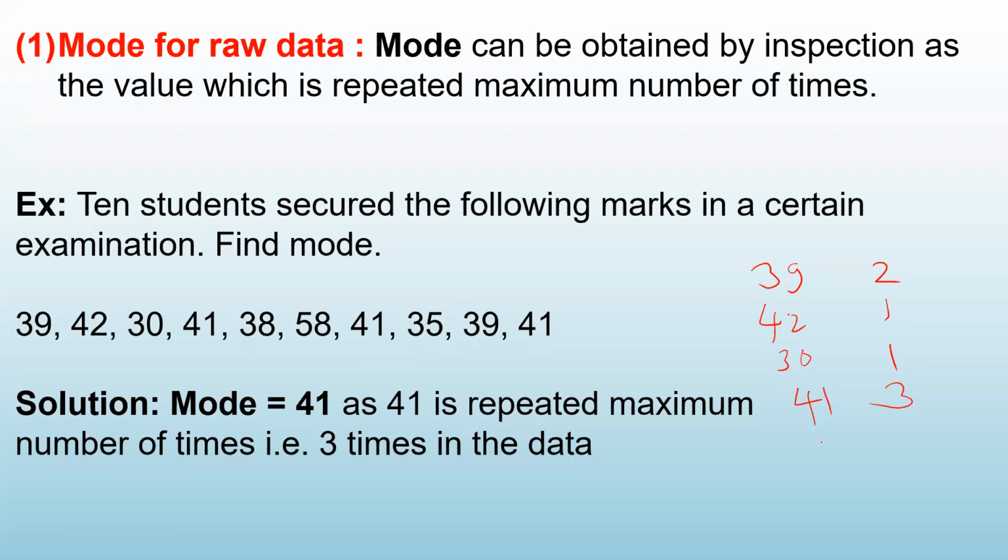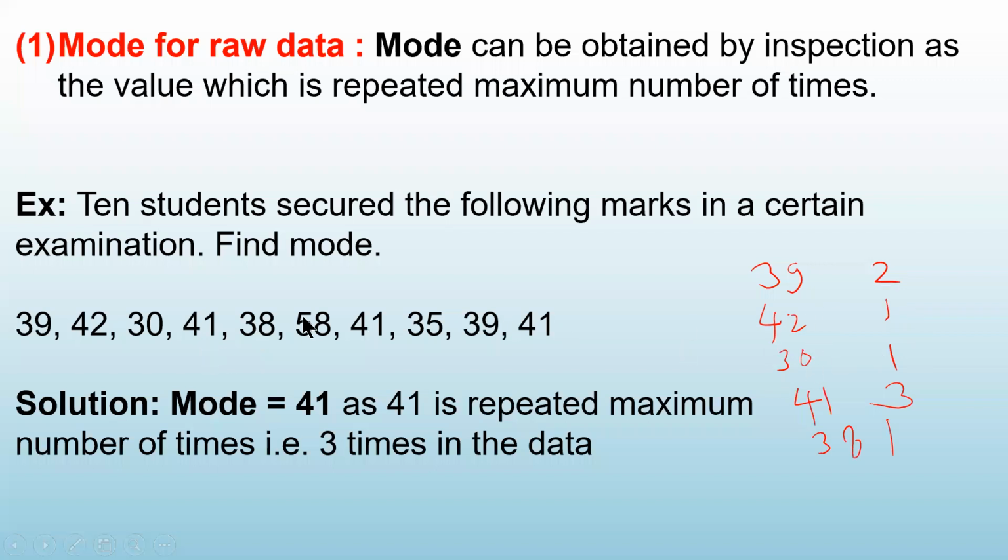38 is only written 1 time. Like this, you can see 58 also written 1 time. 41 written 2 times, 3 times. And 35 only 1 time. 39 also 2 times. Okay, 39.